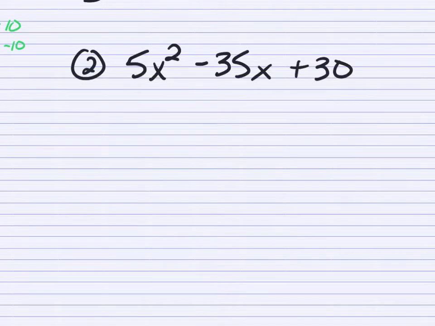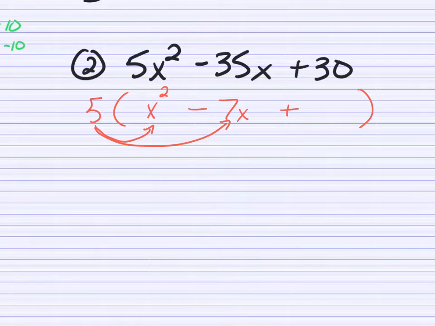And in my head, 5 goes into all of them. So if 5 goes into all of them, I can take 5 out of all of them. So I'm going to factor out a 5. And 5 times x squared gives me the 5x squared above. And 5 times the negative 7x gives me the negative 35x up there. And 5 times 6 gives me the 30 up there. So here is my answer when I factored out a 5.